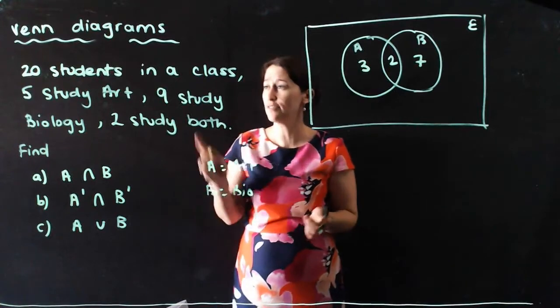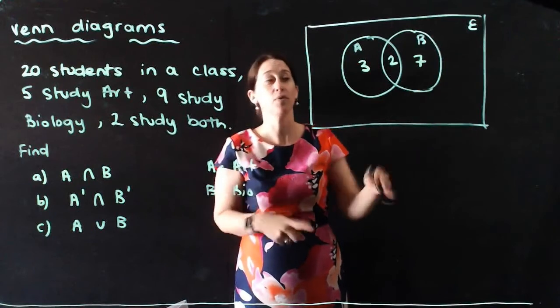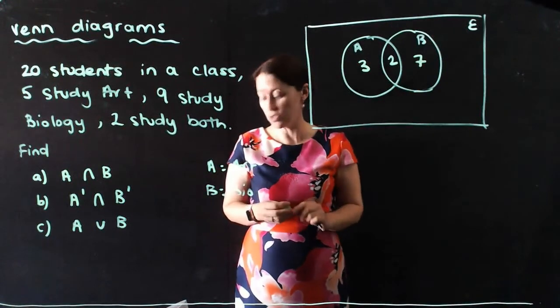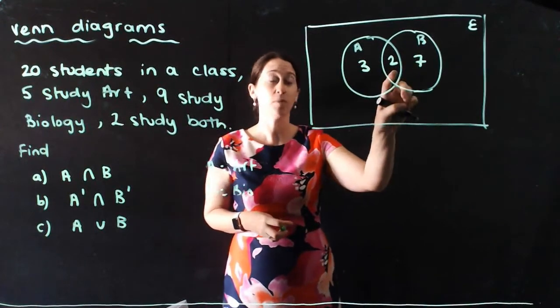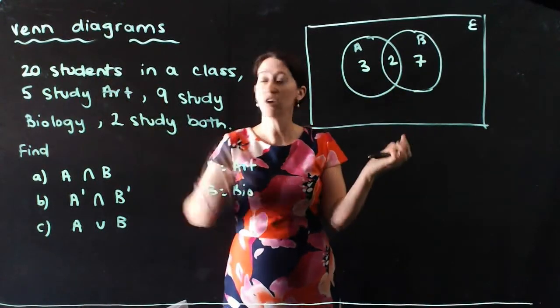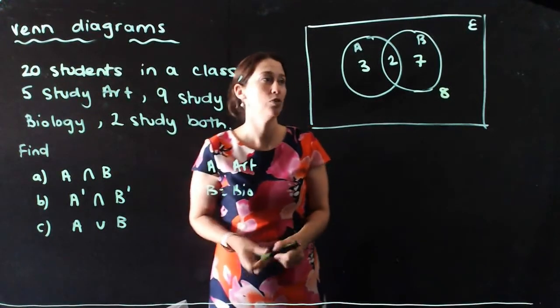Of course, there's a class of 20 altogether, and our 20 students have to be in there, which means there are some students who do not study either art or biology. So we add them up. 3 and 7 makes the 10, plus the 2 is 12. Subtract from 20 must mean there are 8 students who don't study either art or biology.